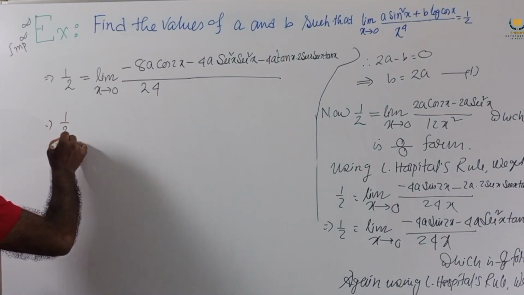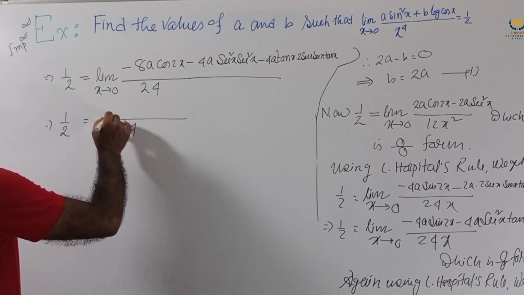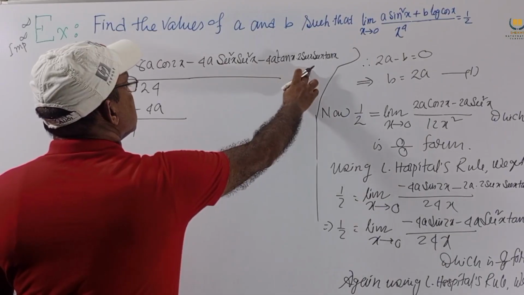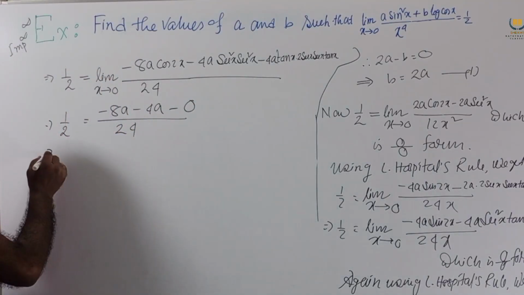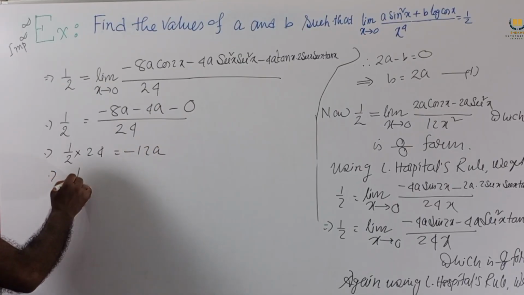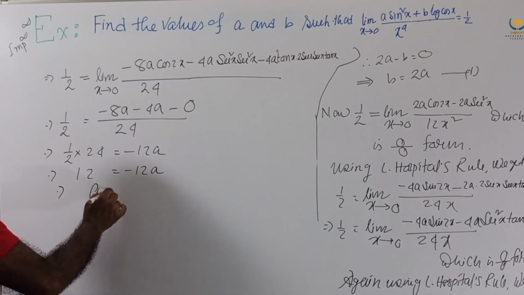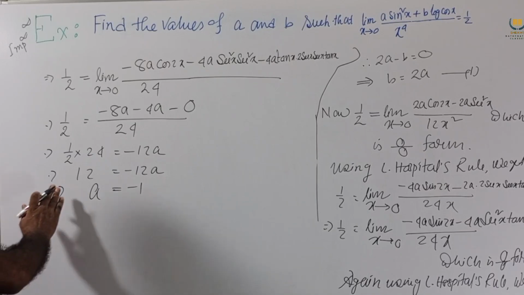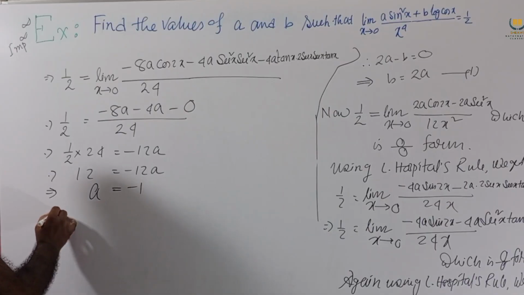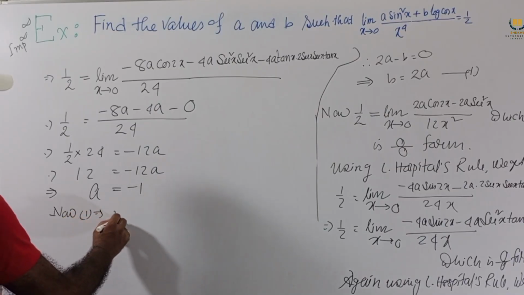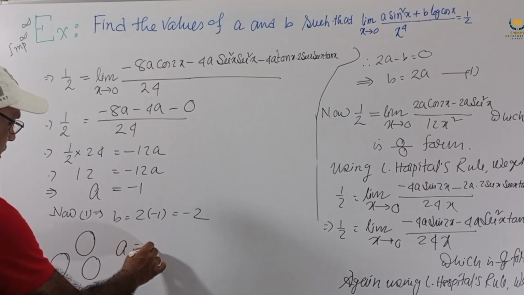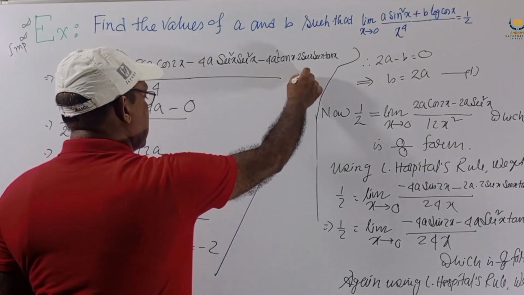And if we put the limit, the denominator is non-zero, so putting the limit we get 24 minus 8a, and 4a times 1 minus 0. So this is 1 by 2 times 24 minus 8a over 4a, giving 12 equals minus 12a, and a equal to minus 1. Putting the value of a in equation number 1, b equals 2 times minus 1, which is minus 2. Therefore a equals minus 1, b equals minus 2, and this is our answer.